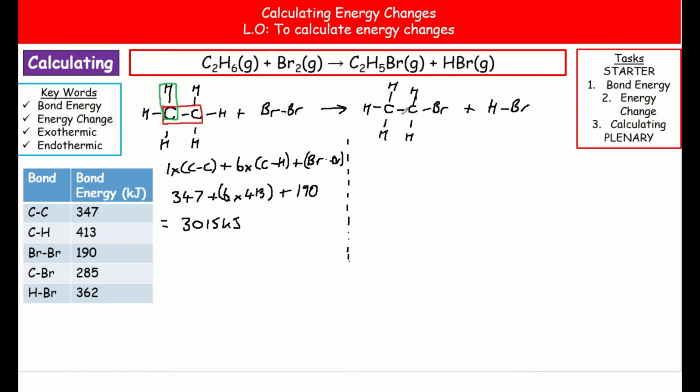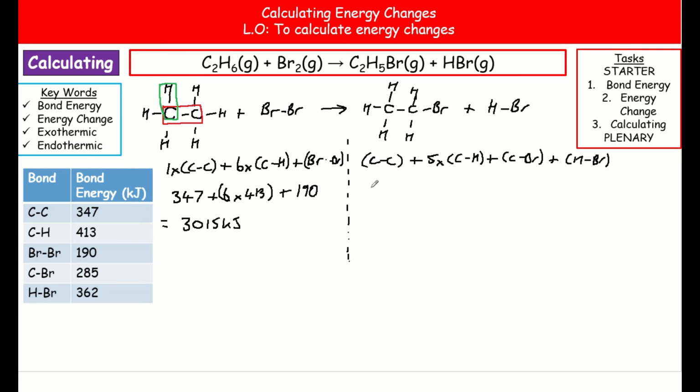We then do the exact same thing for our products. So we start off by working out how many of each bond we've got. So 1 carbon-carbon again. So we've got a carbon-carbon bond. We've got 1, 2, 3, 4, 5. So 5 carbon-hydrogen bonds and 1 carbon-bromine bond. And then we've got 1 hydrogen-bromine bond.